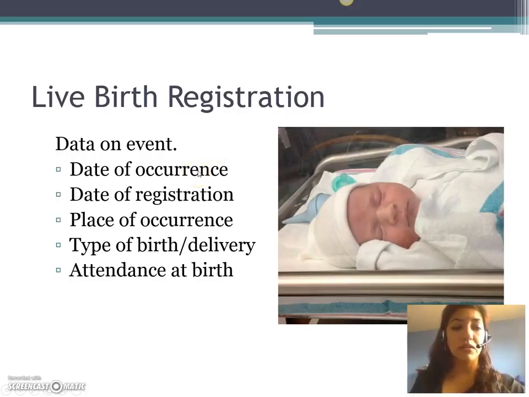Basically, the data that needs to be on there is the date of the occurrence, the date of registration, the place of occurrence, the type of birth, normal or C-section, and who was attending the birth. Okay, who gave birth, the nurses that were there, doctors, etc.